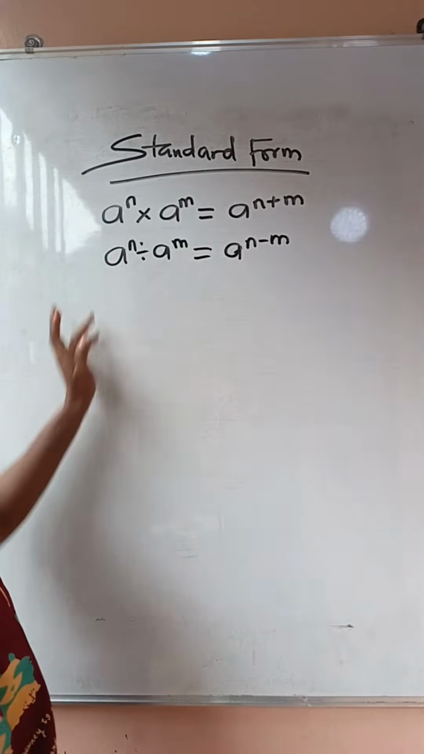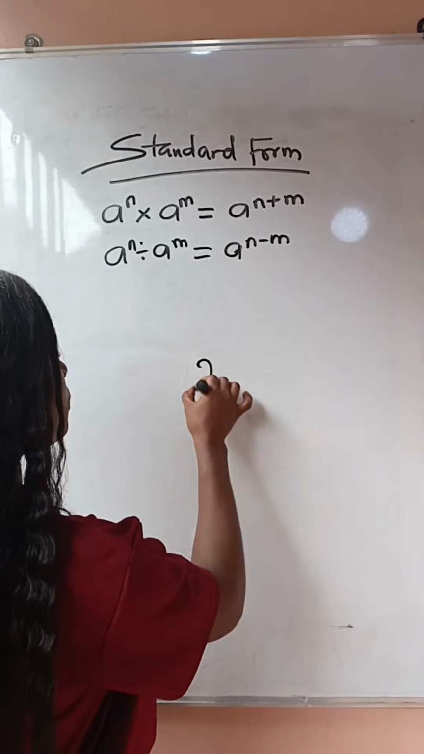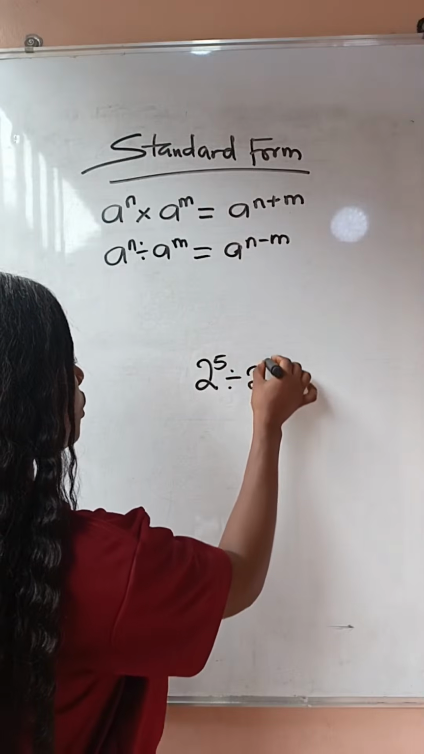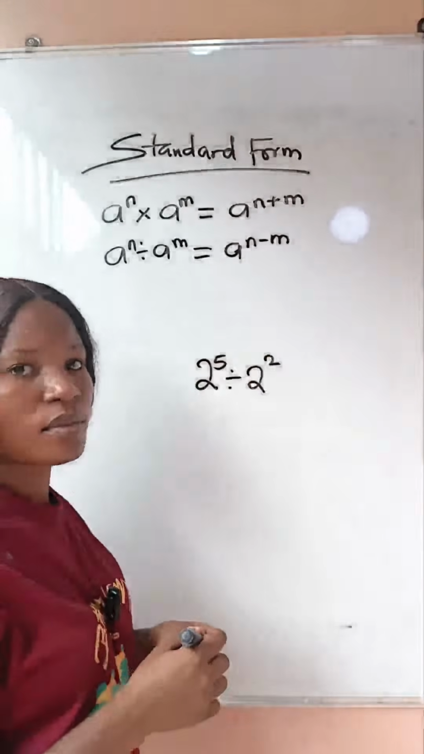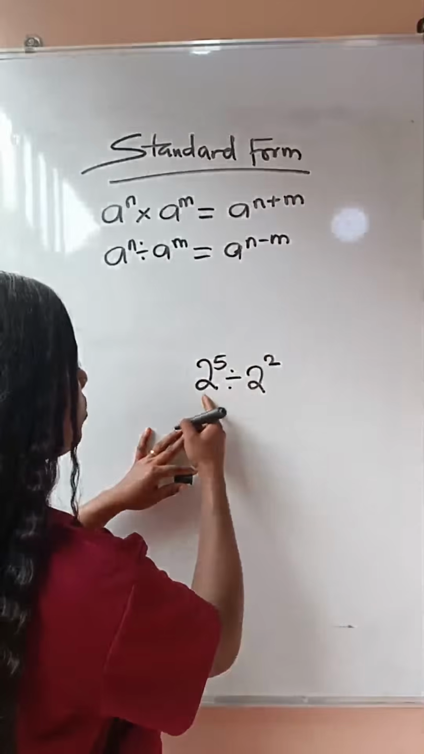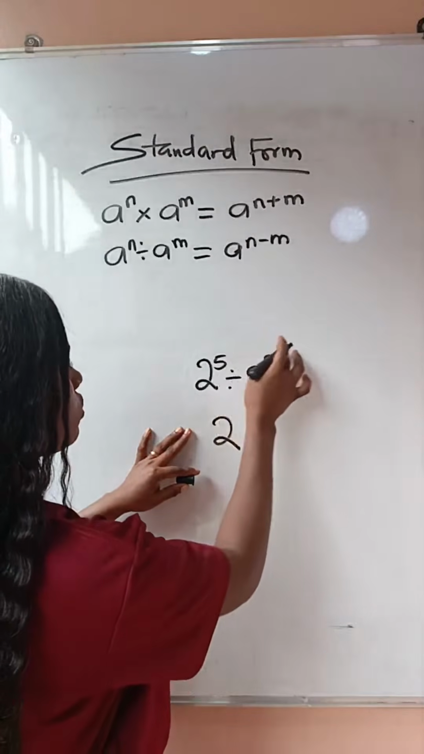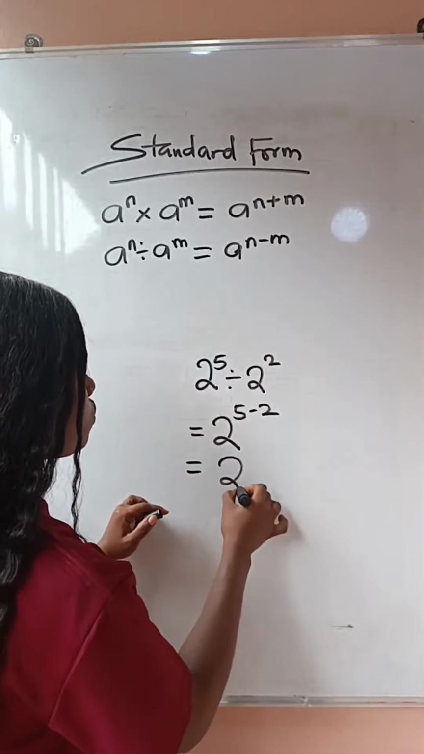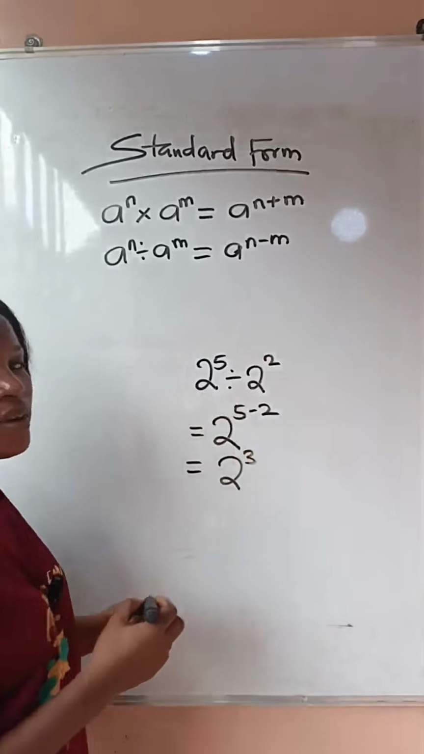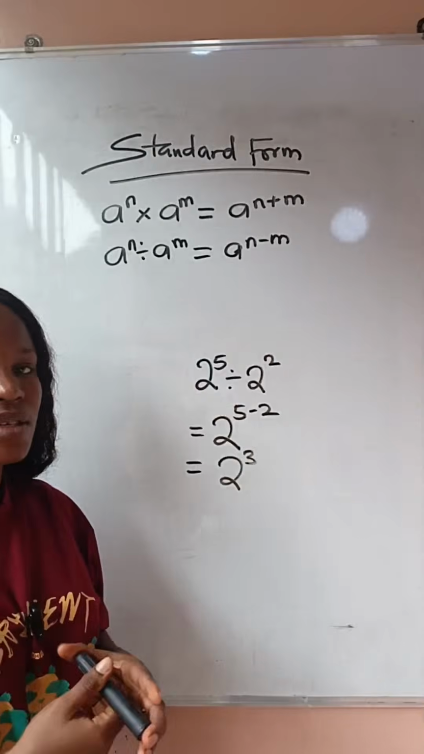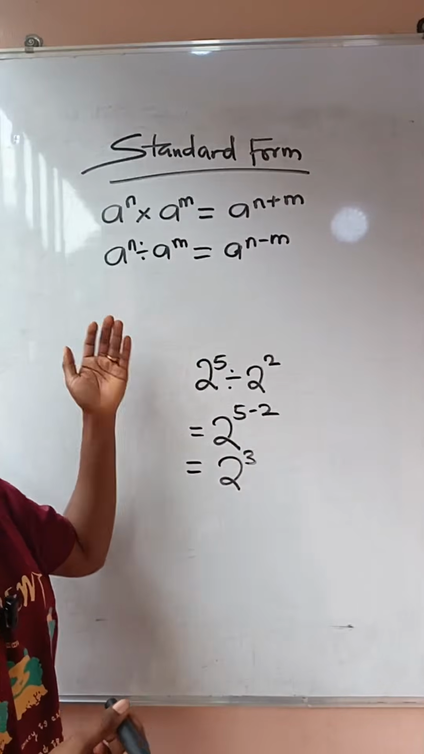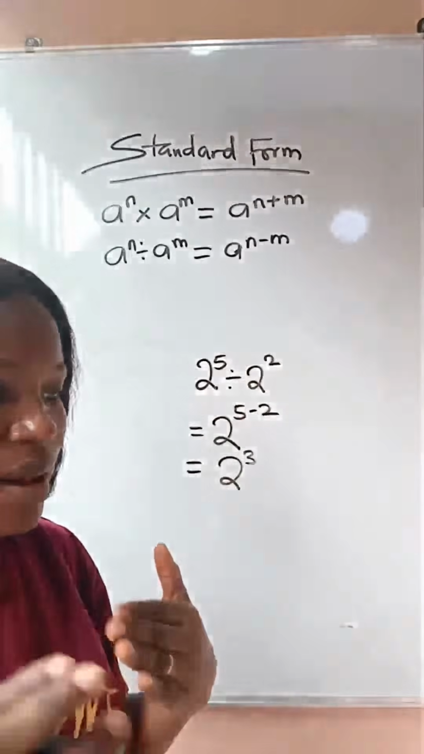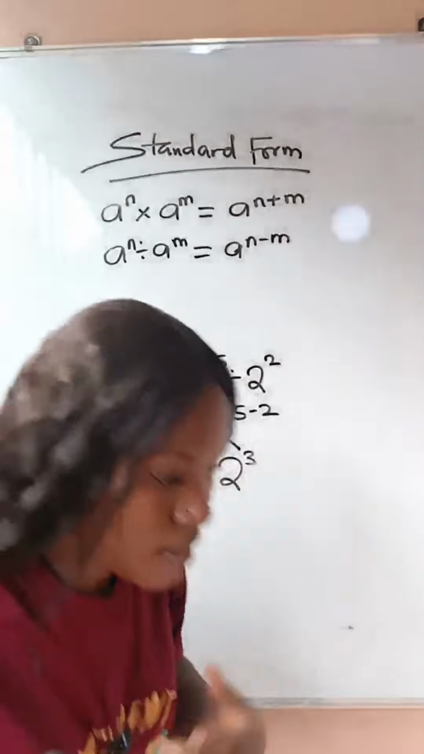So what this is saying basically is if you have 2 to the power of 5 divided by 2 to the power of 2, you pick one base, which is 2, and you subtract the powers, 5 minus 2. So it will give you 2 to the power of 3. That is what this law is saying. You can still verify. Now, there is one mistake that students normally make, and I want to correct that.